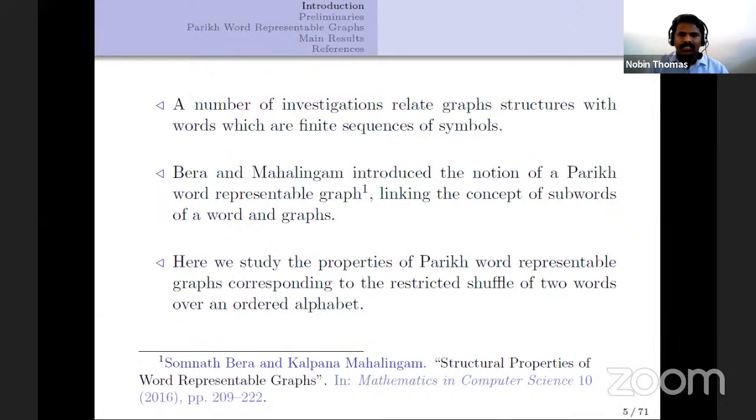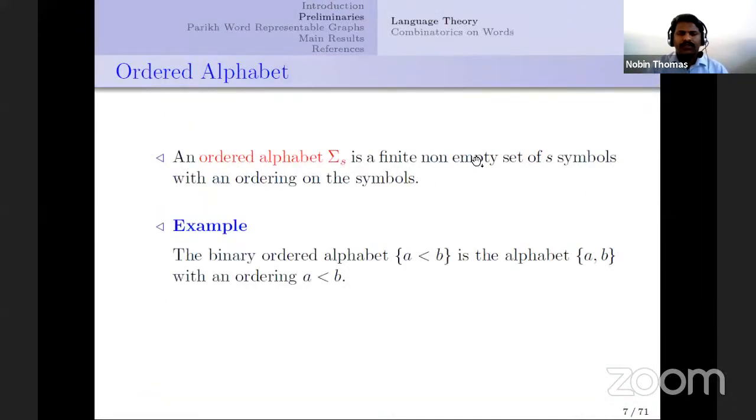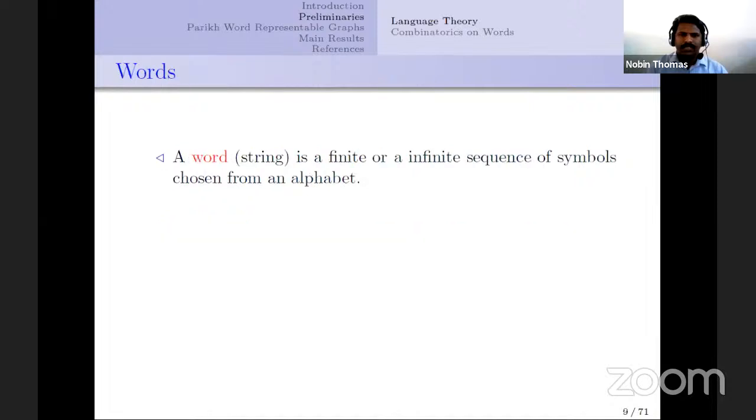Here we study the properties of Parikh word representable graphs corresponding to the restricted shuffle of two words over an ordered alphabet. An ordered alphabet sigma is a finite non-empty set of symbols with an ordering on the symbols. For example, the binary ordered alphabet a less than b is the alphabet ab with an ordering a less than b. We use the notation sigma 2 for denoting the binary ordered alphabet ab and sigma 3 for denoting the ternary ordered alphabet abc. A word or a string is a finite or infinite sequence of symbols chosen from an alphabet.